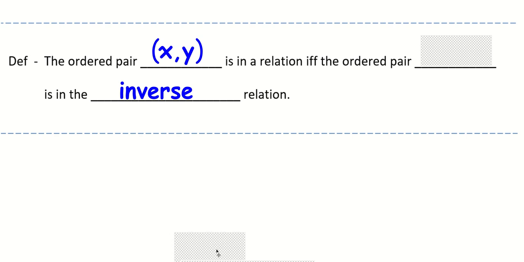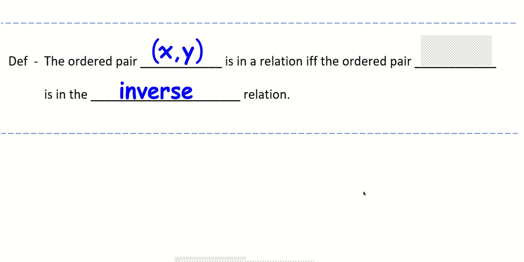The ordered pair x comma y is in a relation if and only if. Yep, that's not a typo. I know you might go, hey, look at that, Mr. Falk's an idiot, he can't spell the word if. That's actually a mathematical thing. That is "if and only if." It's almost like a two-way street.